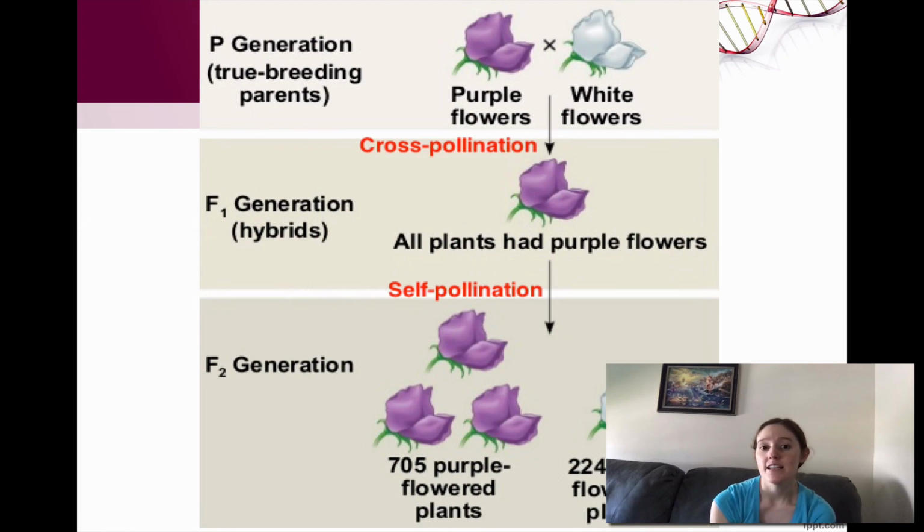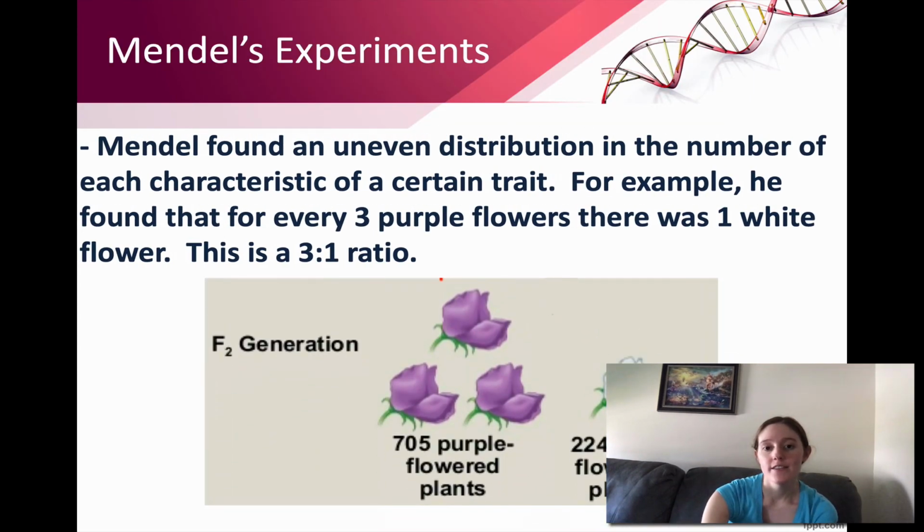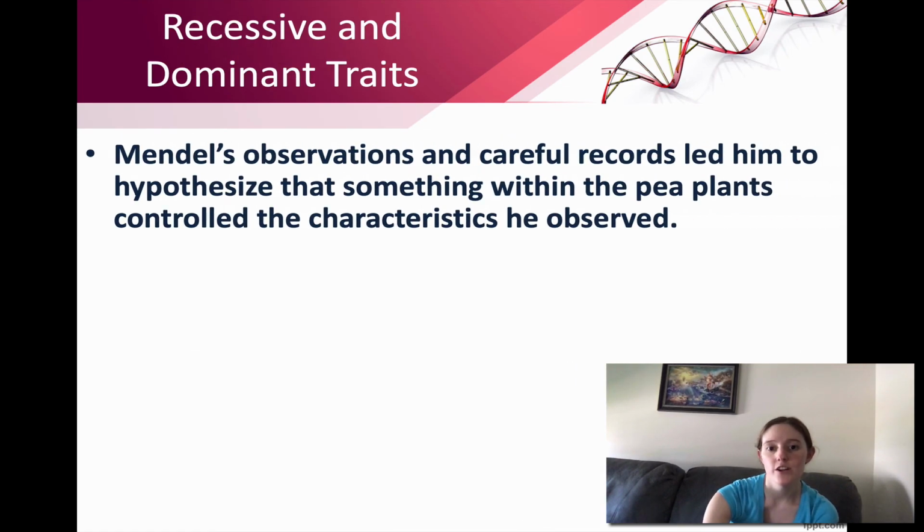And he did this with a ton of plants. He had 705 purple flowered plants to 224 white flowered plants. So he found this uneven distribution in the number of each characteristic for a certain trait. So roughly for every 3 purple flowers, there was 1 white flower. So he had a 3-to-1 ratio.